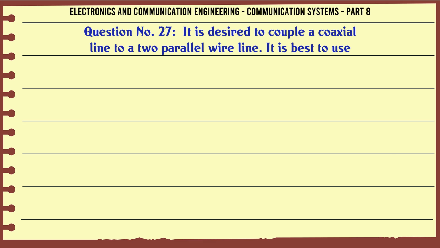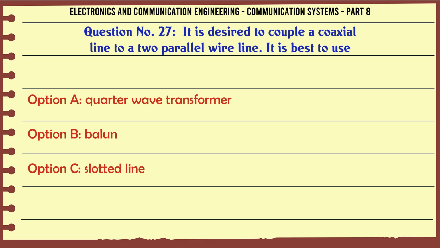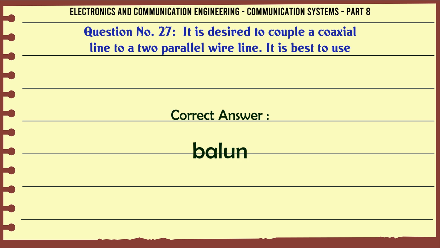It is desired to couple a coaxial line to a two parallel wire line. It is best to use A. quarter wave transformer, B. balun, C. slotted line, D. directional coupler. The correct answer is balun.